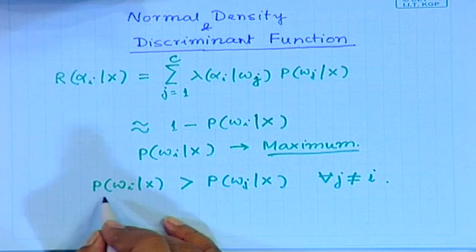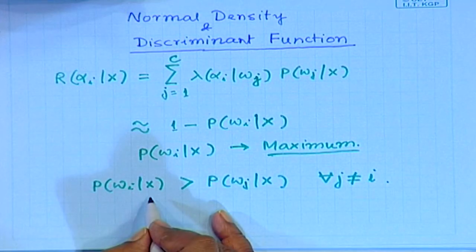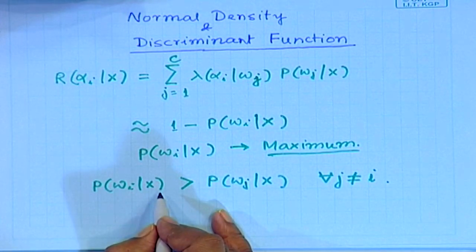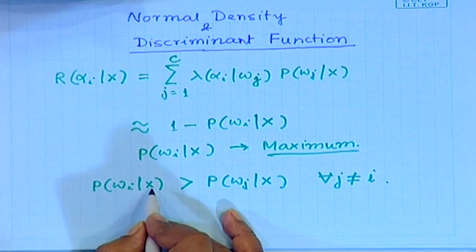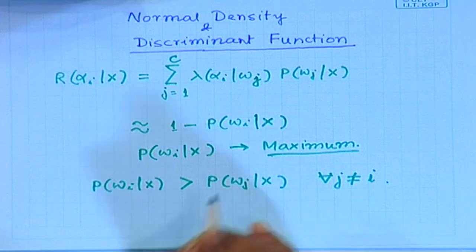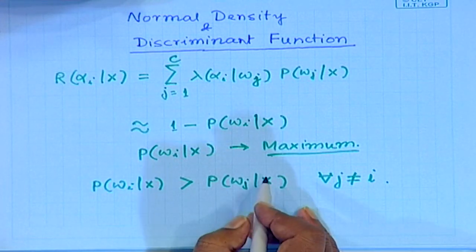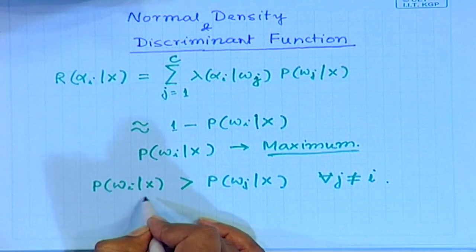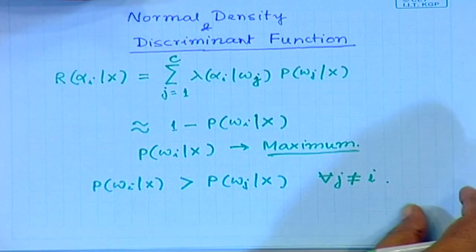So, this is the a posteriori probability: given a feature vector x, what is the probability that x will belong to class omega i, and what is the probability that x will belong to class omega j. So, for that particular omega i where p of omega i given x is maximum, we have to classify x as belonging to that particular class. Then we have talked about the discriminant functions.